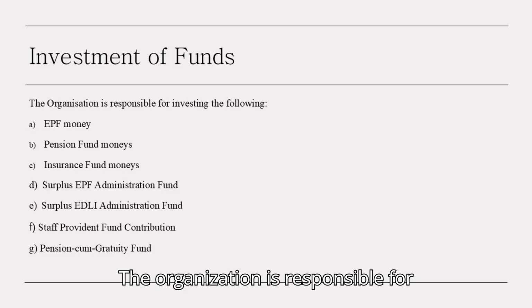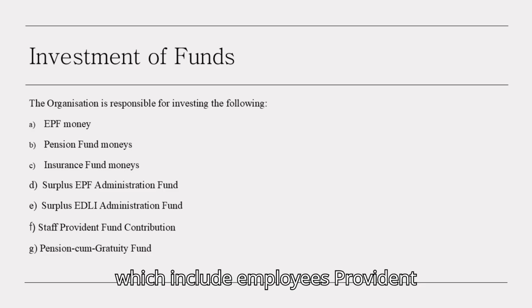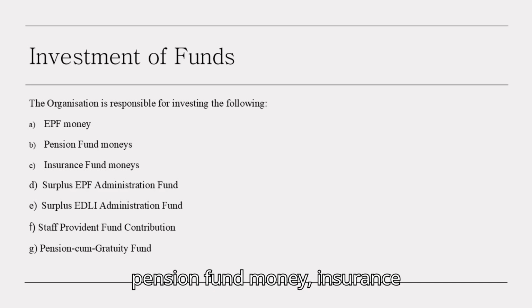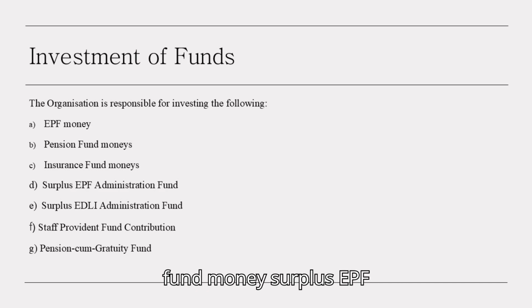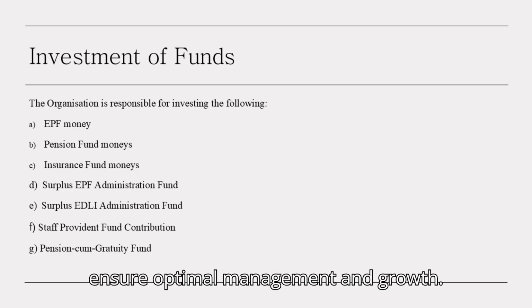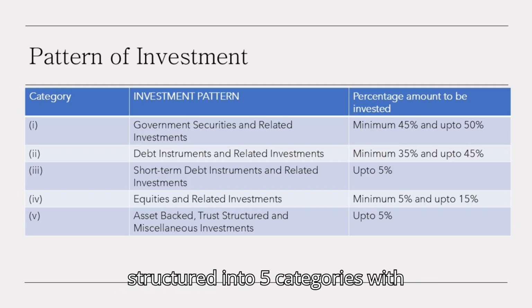The organization is responsible for managing and investing various funds, which include Employees Provident Fund, EPF, money, Pension Fund money, Insurance Fund money, Surplus EPF Administration Fund, Surplus EDLI Administration Fund, Staff Provident Fund contributions, Pension Congratulatory Fund. Each of these funds must be carefully invested in accordance with the regulations to ensure optimal management and growth. The organization's investment pattern is structured into 5 categories, with specific percentage allocations.